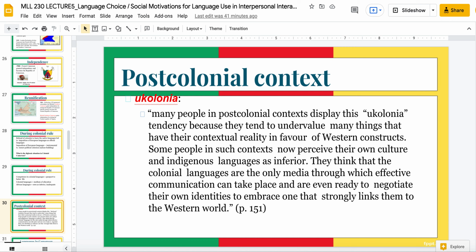So, in this post-colonial context, we have what's in the reading referred to as eukolonia. Many people in post-colonial contexts display this eukolonia tendency because they tend to undervalue many things that have their contextual reality and favor Western constructs. Some people in such contexts now perceive their own culture and indigenous languages as inferior. They think that the colonial languages are the only media through which effective communication can take place and are even ready to negotiate their own identities to embrace one that strongly links them to the Western world.